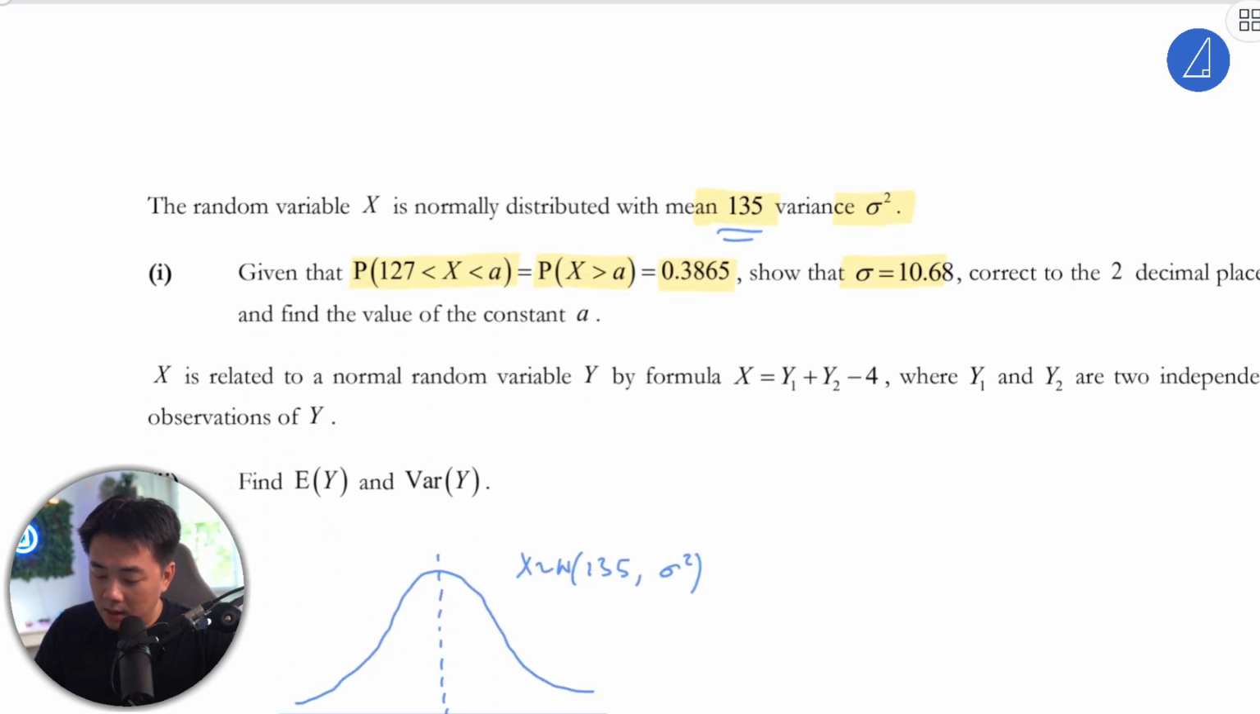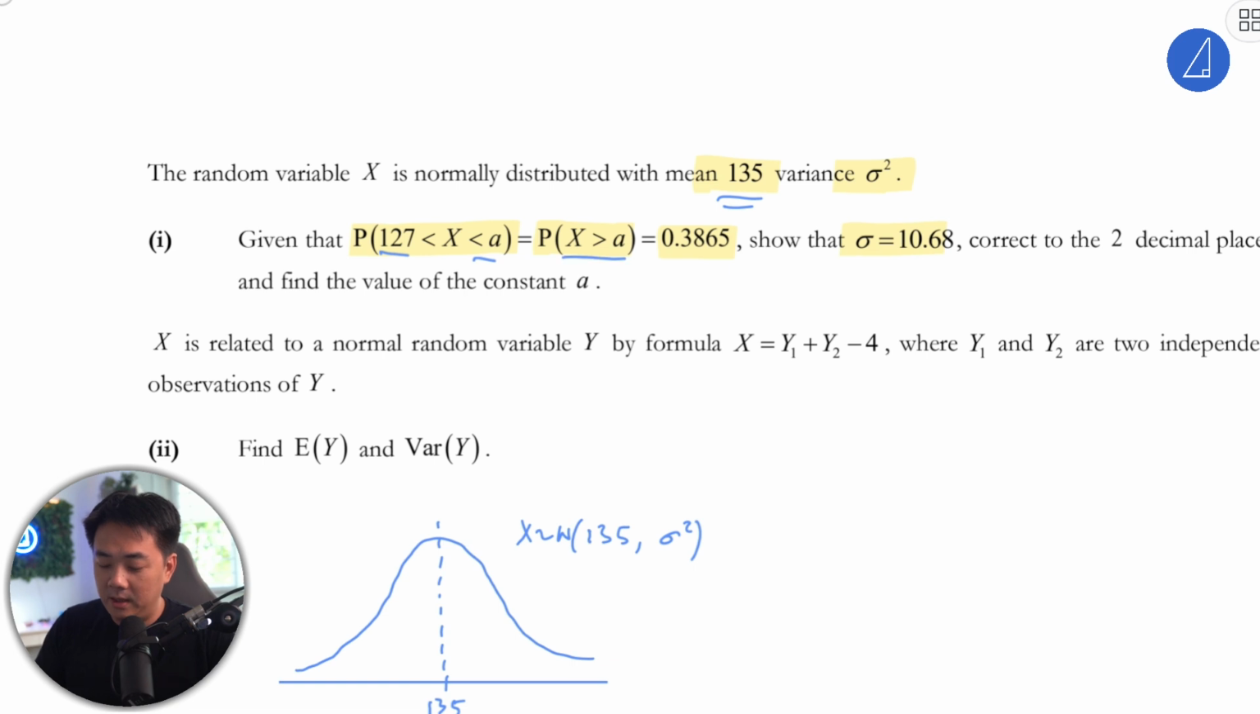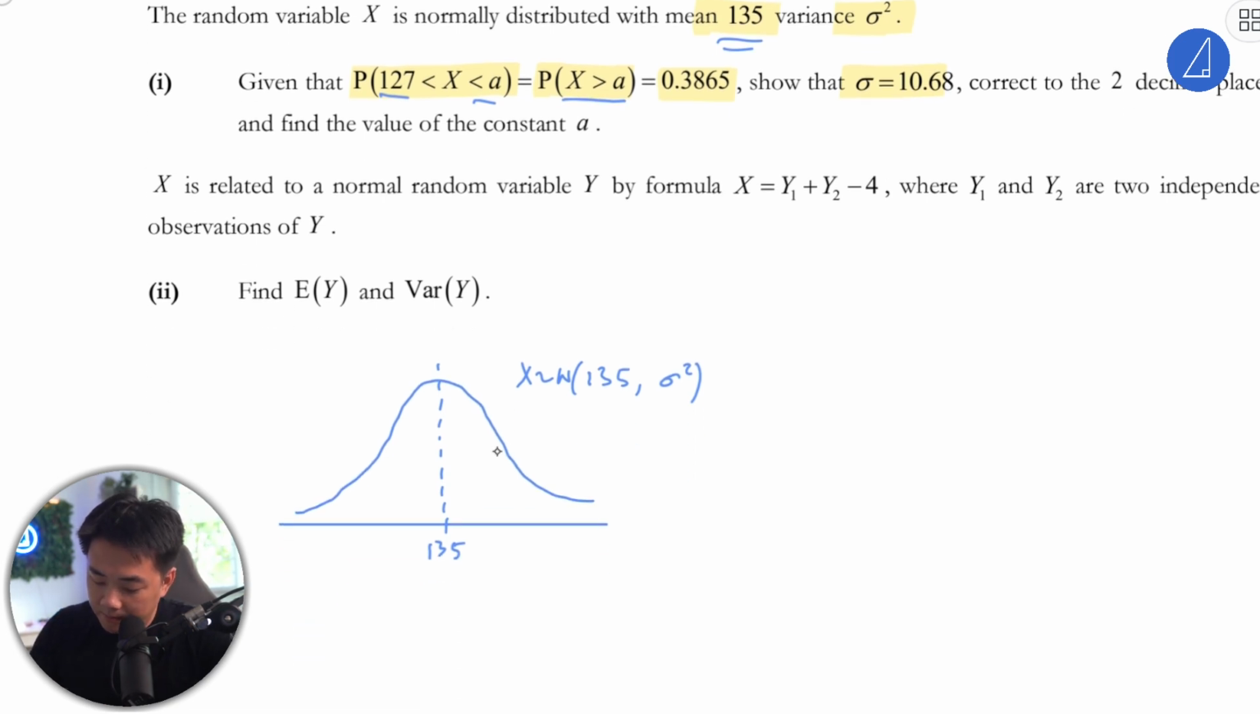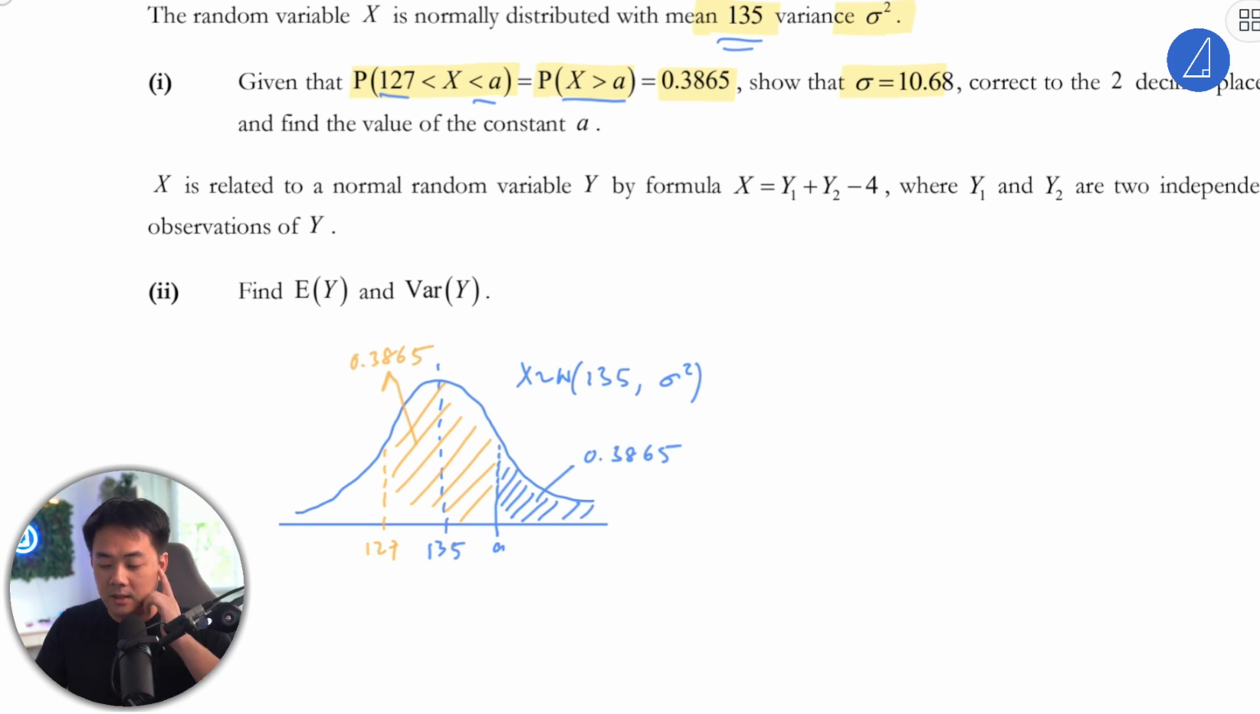Then we know that the probability from 127 to a is equal to the probability bigger than a. So let's say there's an a here. Anything more than a, we know is 0.3865. Then we have 127, which is on the left of 135. Similarly, this over here is also 0.3865. Now we need to show that sigma is 10.68, correct to two decimal places.